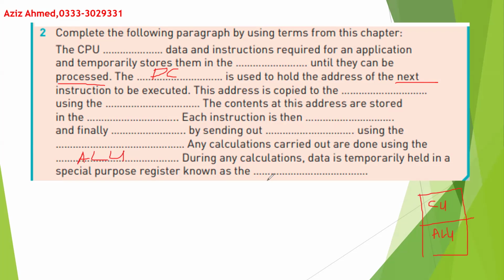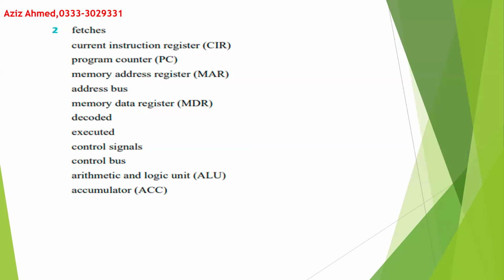During any calculation, data is temporarily held in a special purpose register known as which register? Here, what will be the answer? During any calculations, data is temporarily held in a register known as the accumulator. Accumulator. Good. Very good. Most of your options are correct. Okay, good. See this.